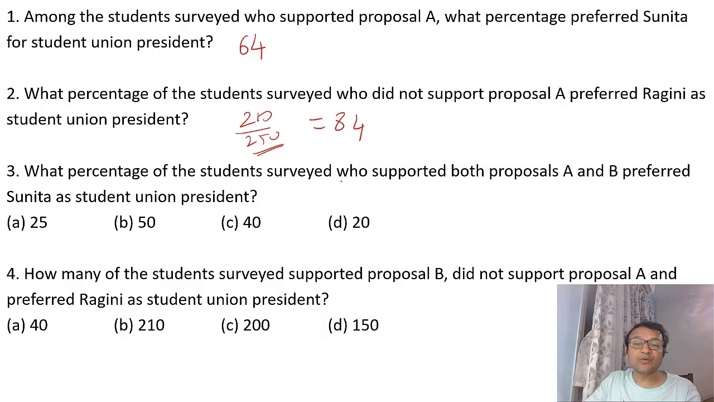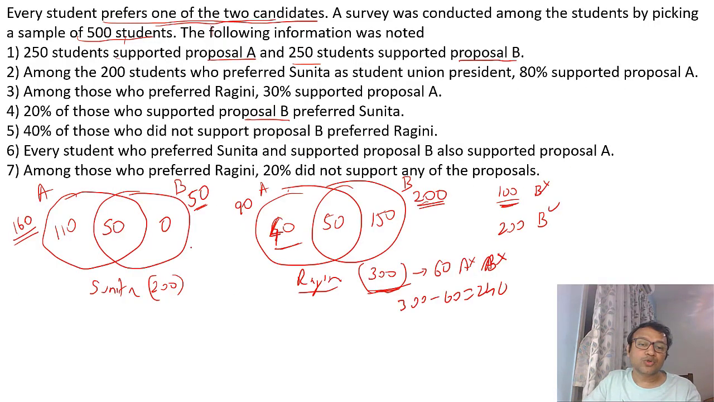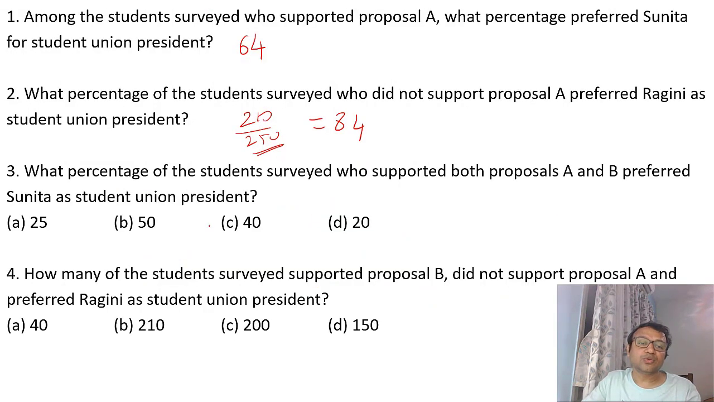What percent of students surveyed who supported board proposal preferred Sunita? So how many supported board proposal? 50 and 50, 100 people supported board proposal. In that, how many is Sunita? 50%. So you get 50% as the answer.